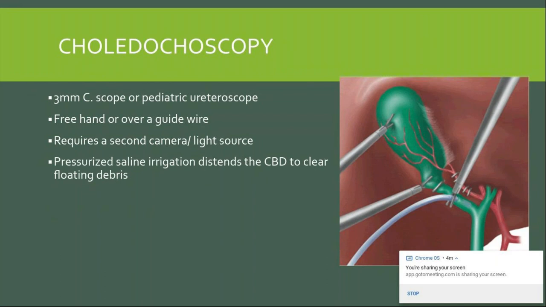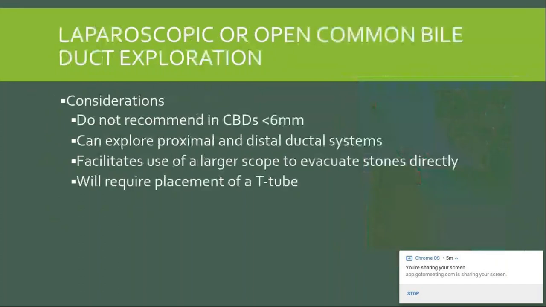Keep in mind that it requires a second camera, a second light source, and a second screen. And then you need a pressurized saline bag to distend the common bile duct through your scope to make sure that you're inflating the duct so you can actually see what's going on. And here's a picture of somebody guiding a scope in through the cystic duct. So if that fails, you can do a laparoscopic or an open common bile duct exploration.